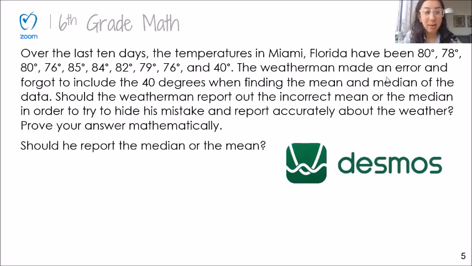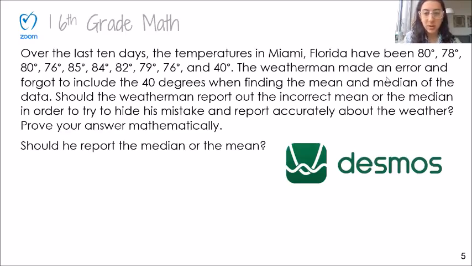The weatherman made an error and forgot to include the 40 degrees when finding the mean and median of the data. Should the weatherman report out the incorrect mean or the median in order to try to hide his mistake and report accurately about the weather? Prove your answer mathematically.